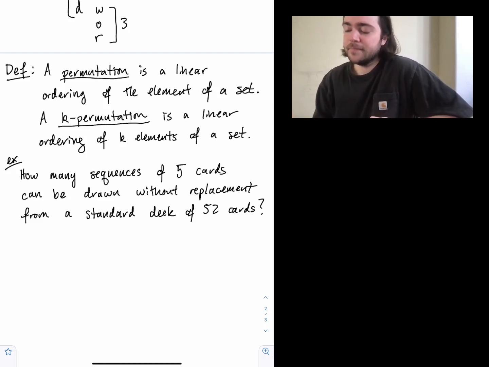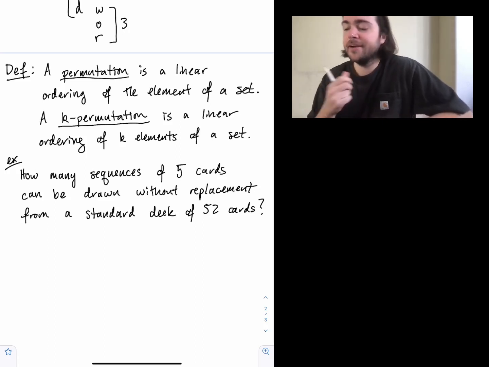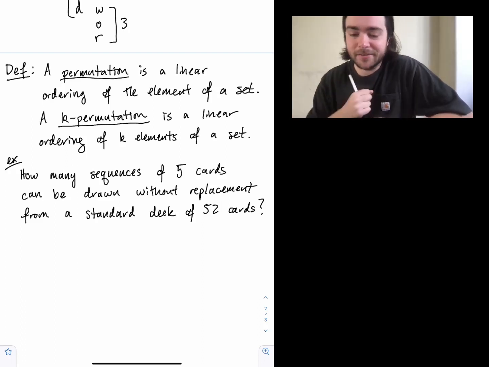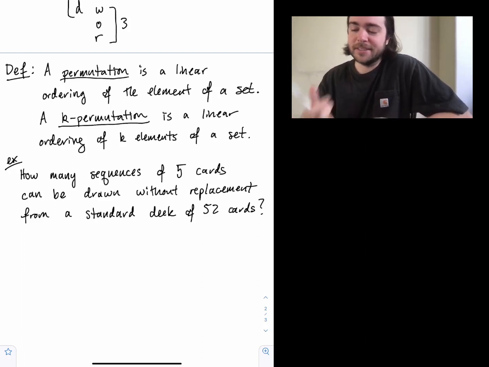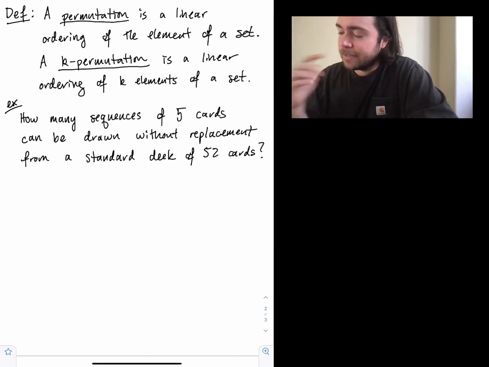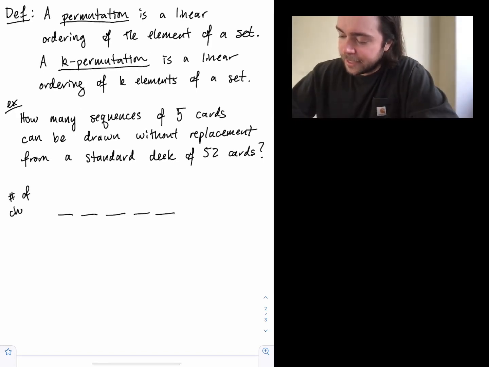That word sequence is telling us we care about the order in which we draw them. If I draw the queen of diamonds first and then the jack of clubs second, that would be different than drawing the jack of clubs first and the queen of diamonds second. So we care about the order in which we draw these cards. Let's do a similar thing to the first example. I'll put my 5 slots here for the 5 cards I'm going to draw, and I'm going to write the number of choices I have at each stage.